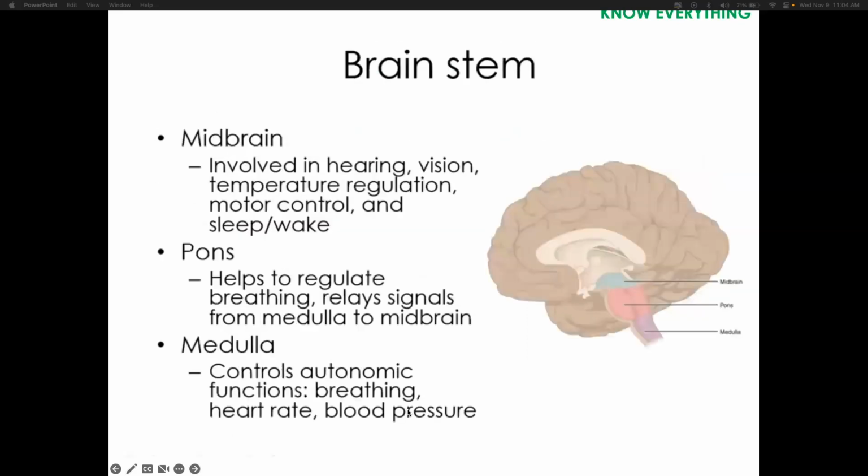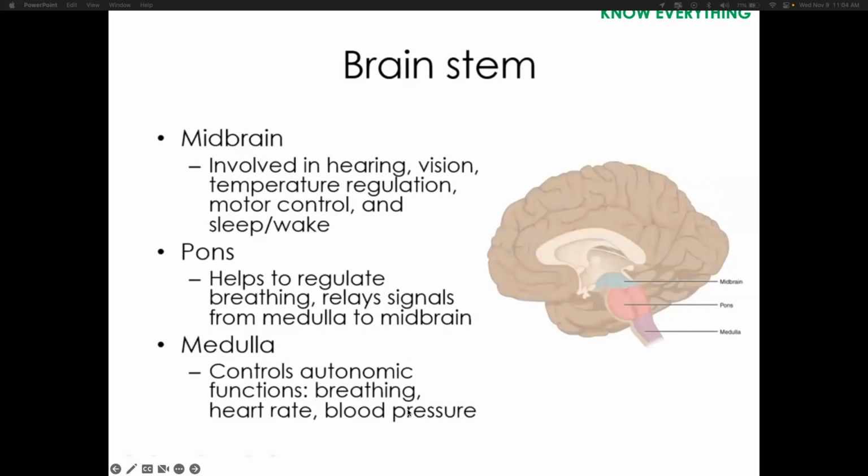And then next we have our brainstem. So from top to bottom on the brainstem, we have our midbrain, which is involved in hearing, vision, temperature regulation, motor control, and our sleep wake cycles, also our circadian rhythm.